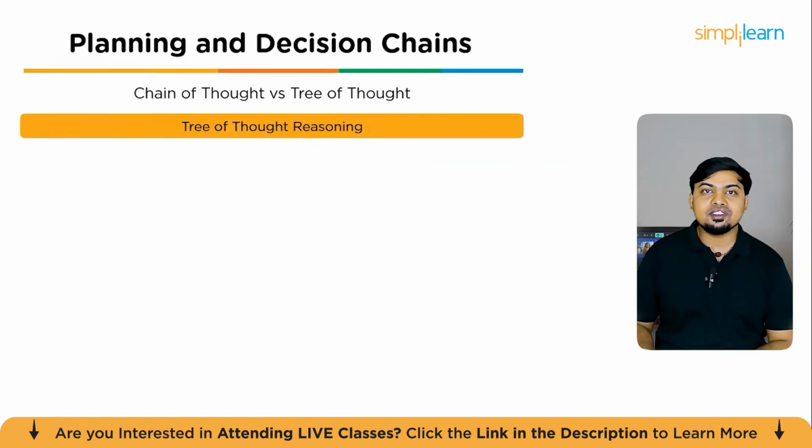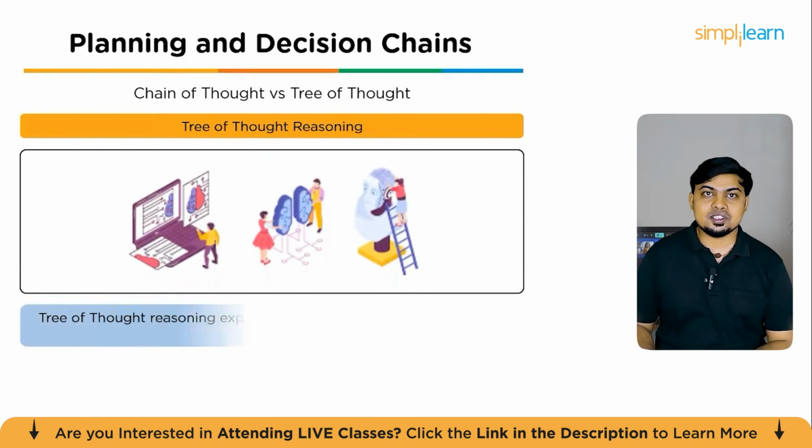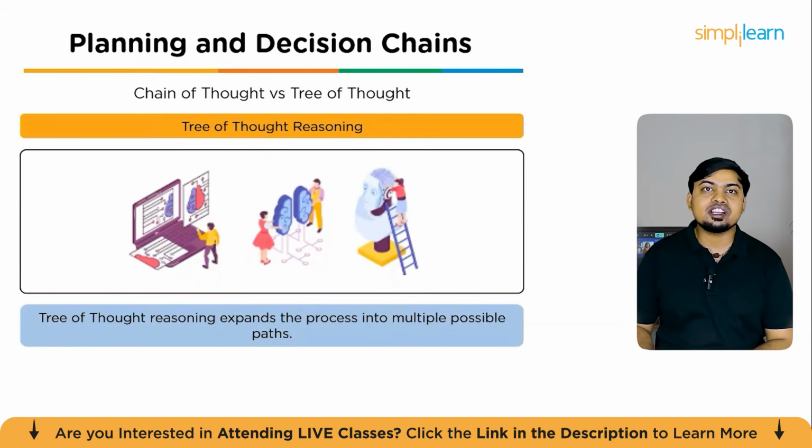Now we have tree of thought reasoning. Tree of thought reasoning expands the process into multiple possible paths. Instead of committing to one direction, the agent explores different options, evaluates them, and then selects the best one. This approach improves decision quality because it allows comparison between alternatives. It is especially useful for complex planning scenarios where multiple strategies might exist. Tree-based reasoning is actually closer to how humans think when solving strategic problems. Now let's go through the key differences. The simplest way to understand the difference is this. Chain of thought is linear reasoning. Tree of thought is branching reasoning.